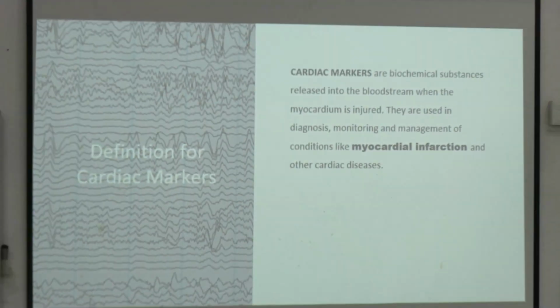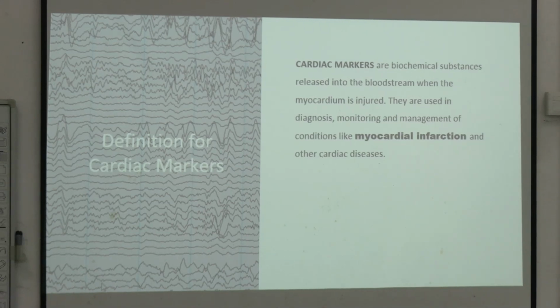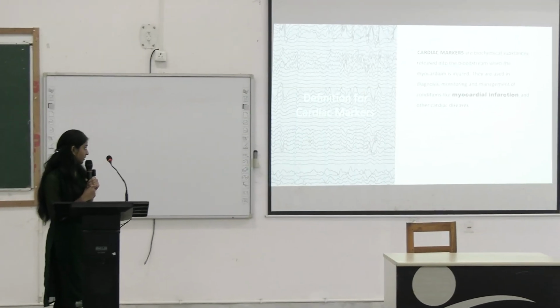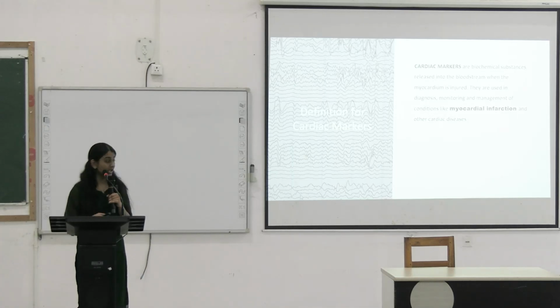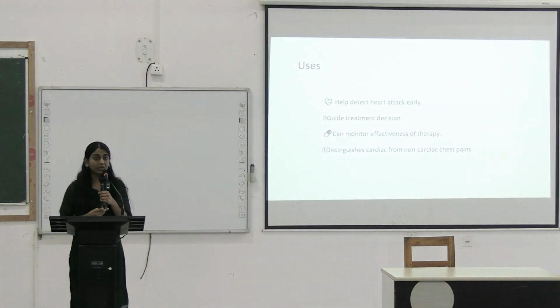Cardiac markers are biochemical substances, say enzymes, proteins or hormones, which get leaked into the circulation whenever any injury happens to the cardiac muscles. The definition goes like this: cardiac markers are biochemical substances released into the bloodstream when the myocardium is injured. They are used in diagnosis, monitoring, and management of conditions like myocardial infarction and other cardiac dysfunctions or diseases. Later on, we have uses.